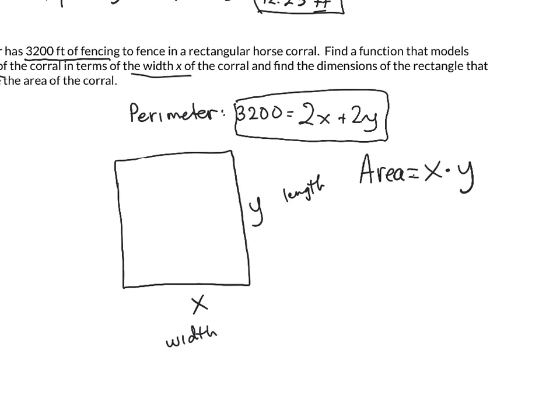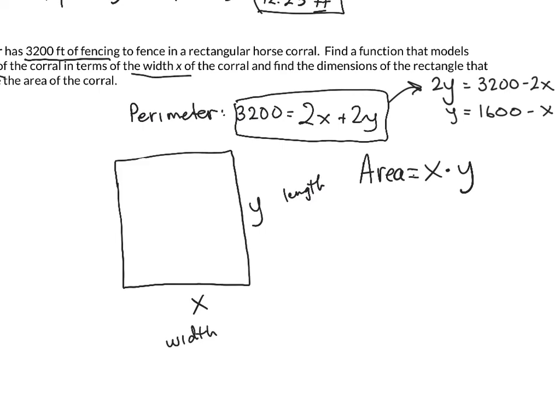Well, we can take this equation and substitute into this equation to eliminate one of the variables. What I mean by that is if I rearrange this equation and solve it for y, I could say that 2y equals 3,200 minus 2x. Minus 2x, there we go. And then if I divide by 2, I get y equals 1,600 minus x. So I've taken the perimeter equation and solved it for y.